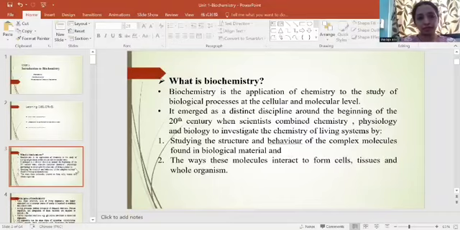What is biochemistry? Biochemistry is the application of chemistry to the study of biological processes at the cellular and molecular level. It emerged as a distinct discipline around the beginning of the 20th century when scientists combined chemistry, physiology, and biology to investigate the chemistry of living systems by studying the structure and behavior of the complex molecules found in biological material and the ways these molecules interact to form cells, tissues, and whole organisms.